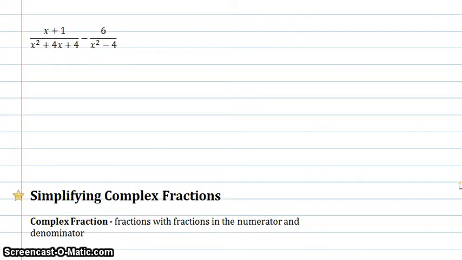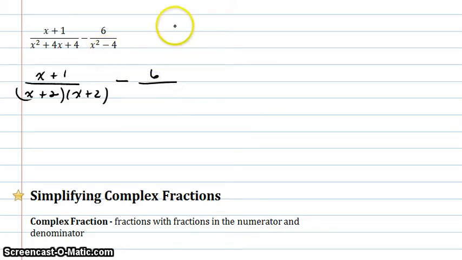Okay, one final example for adding with uncommon denominators. Again, we're going to start by factoring our denominators. So we have x plus 1 over x plus 2 times x plus 2. Okay, you can do that off to the side if you need to. It is a perfect square trinomial. Notice 2 times 2 gives you 4, and 2 squared gives you 4. And then over here, x squared minus 4, that is a difference of squares, so that's going to factor to x minus 2 times x plus 2.